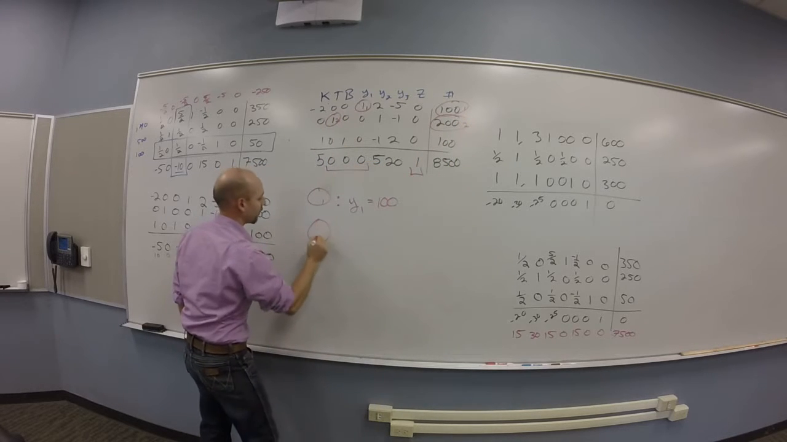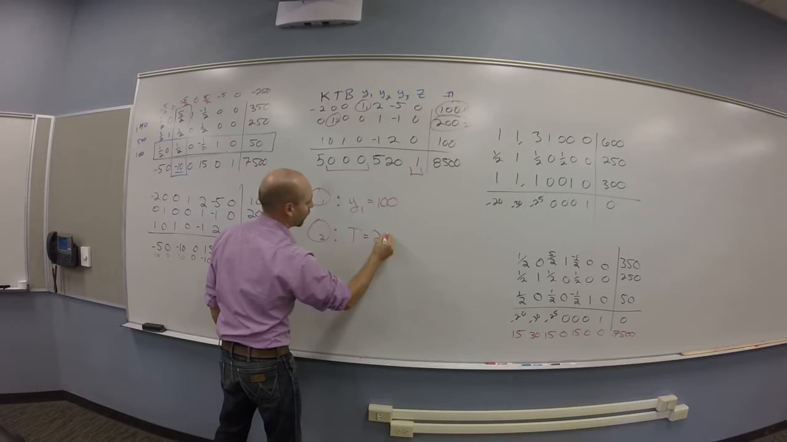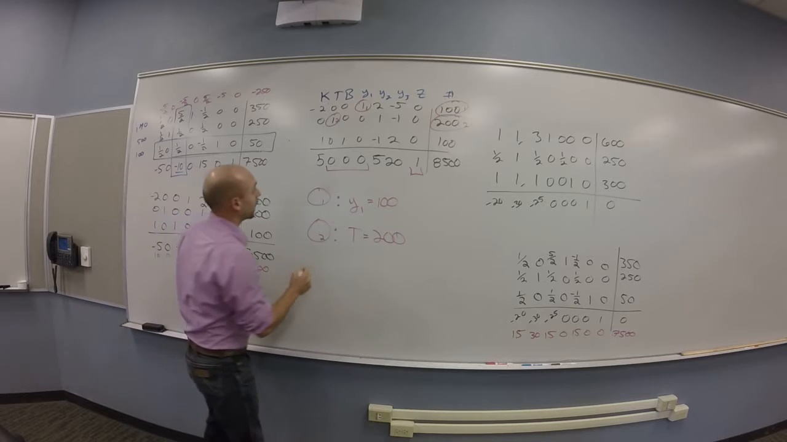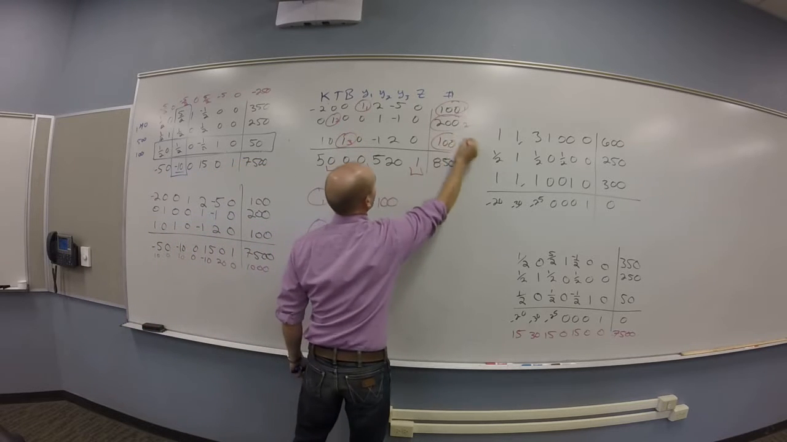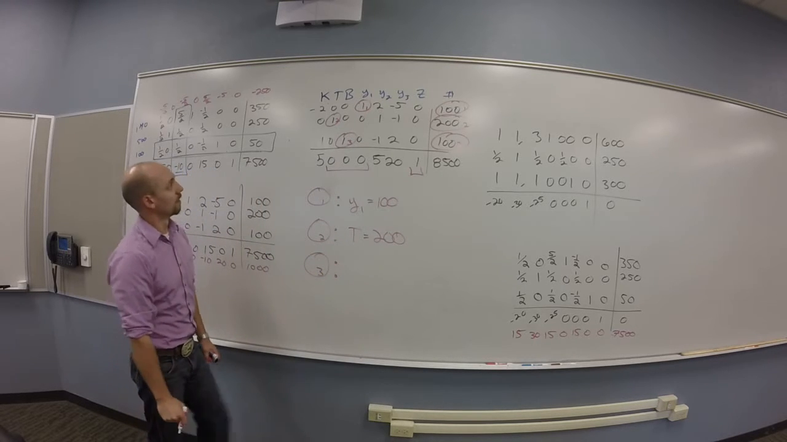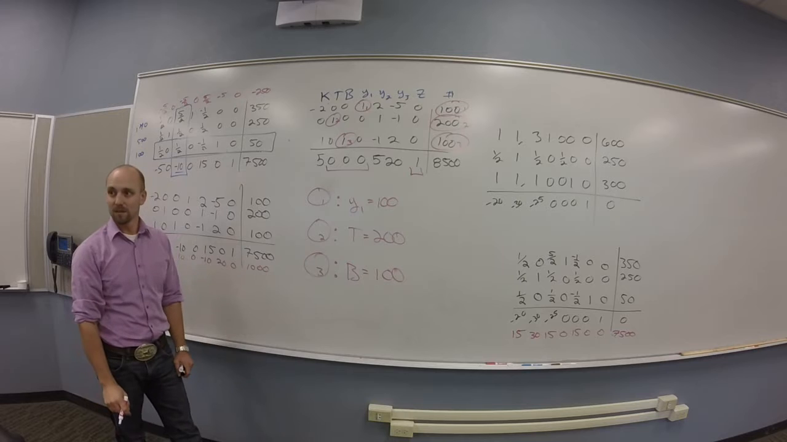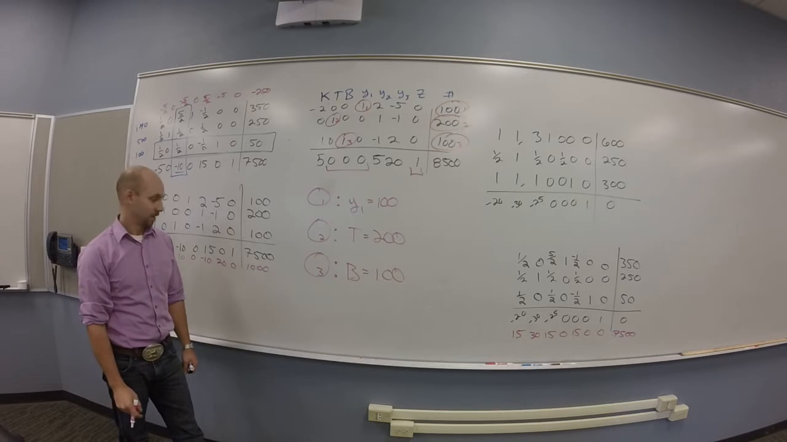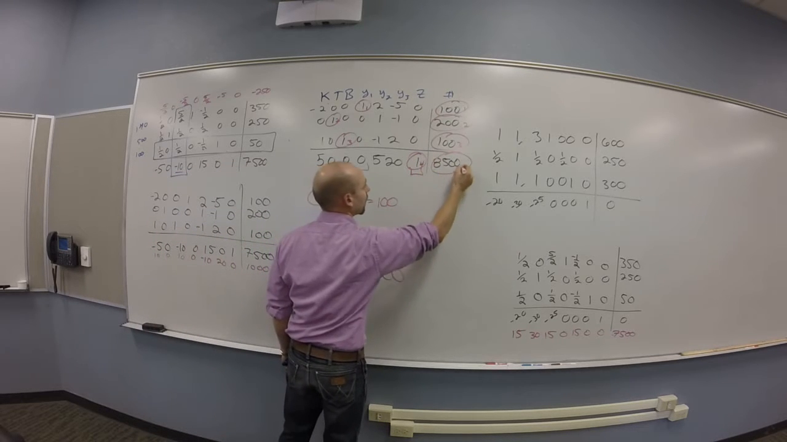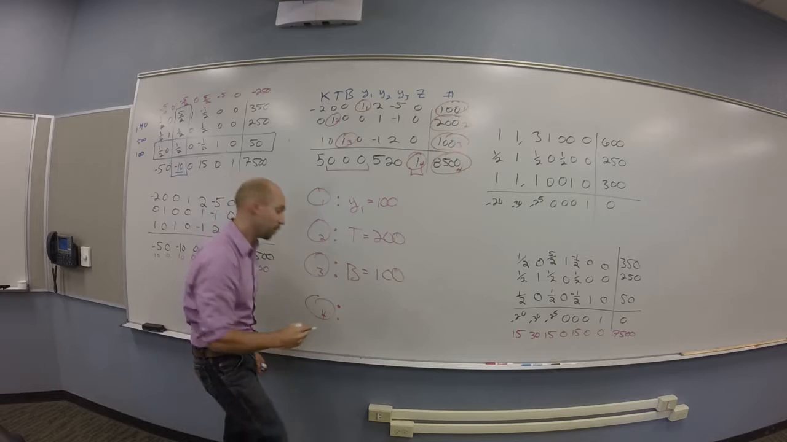What do the second set of bubbles tell you? You made 200 tables. That T is 200. Good. That means make 200 tables, right? What do the bubbles with threes in them tell you? Make 100 bookcases. Okay. Yes? And then there's this one, right? What does that one tell you? You make $8,500. Yeah, that tells you your maximum profit.